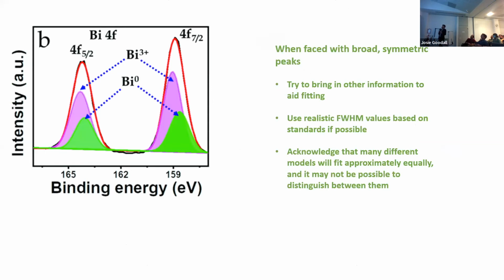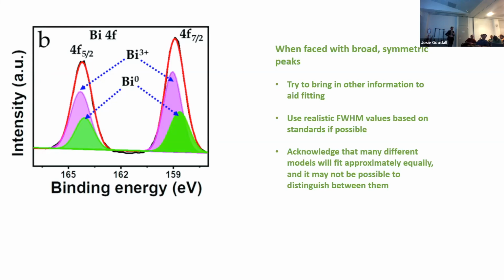Okay. Yeah, so you might need to acknowledge that you can't get to a single answer. If all you have is a symmetric peak and you don't have any other information, there's an infinite number of models of two or more things you could fit to that. So you might not be able to give a final answer. That might not be what the PI wants to hear.